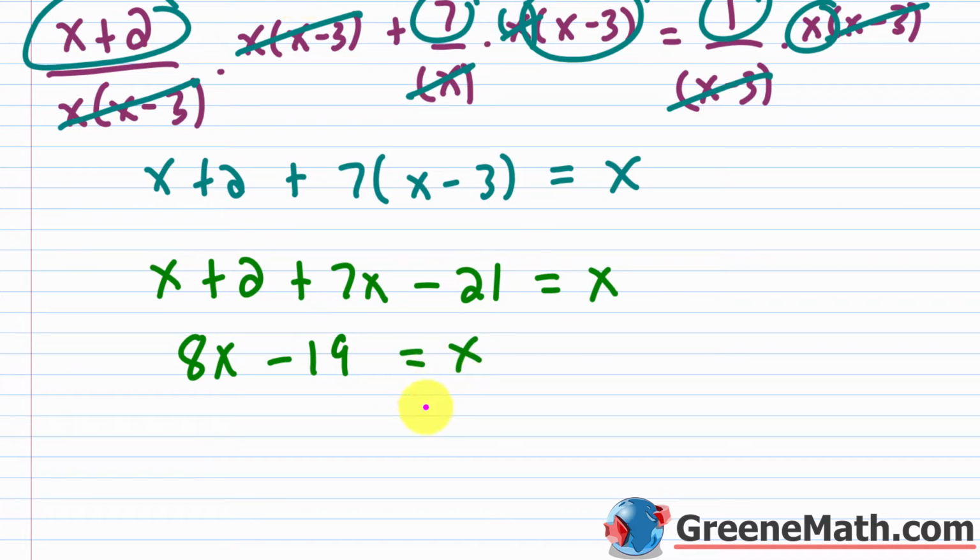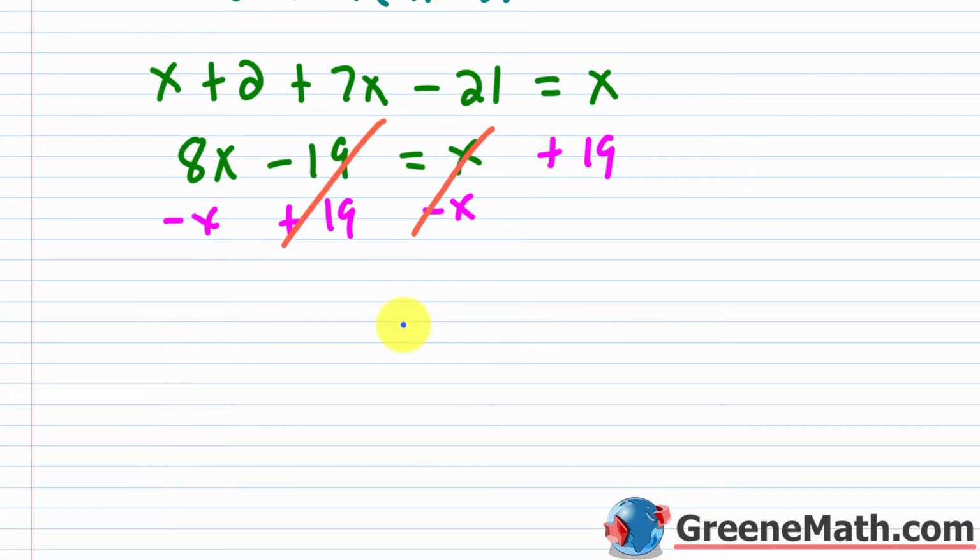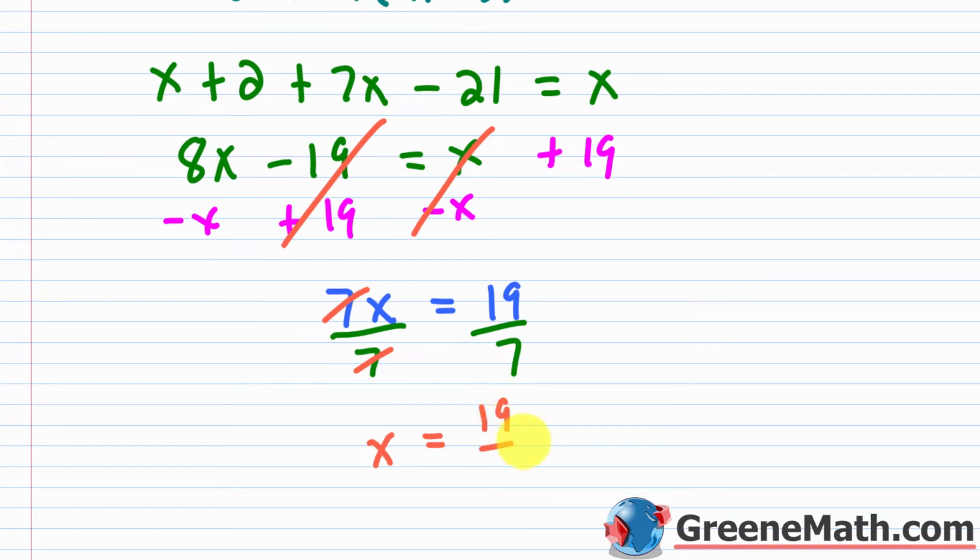So what I'll do is subtract x away from each side, and I'll add 19 to both sides. And so let's cancel this away and cancel this away. I'll have 8x minus x, which is 7x, and this equals 19. Okay, let's divide both sides of the equation by 7, and we'll cancel this 7 with this 7 and say x is equal to 19 sevenths.